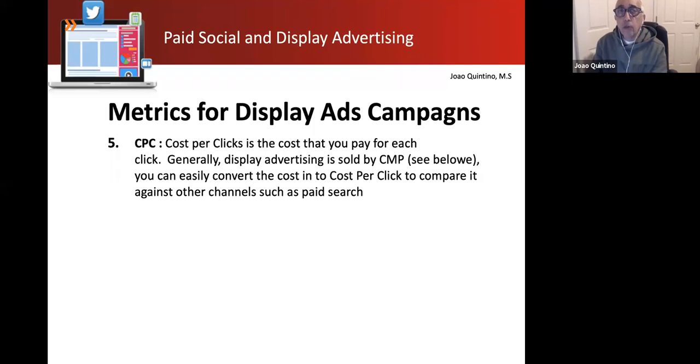CPC is the cost per click. As I mentioned, paid search is cost per click, while display advertising and Facebook advertising usually charge you CPM. I have this wrong here, don't pay attention to this. It should be CPM, not CMP. Cost per mil. Mil means 1,000.